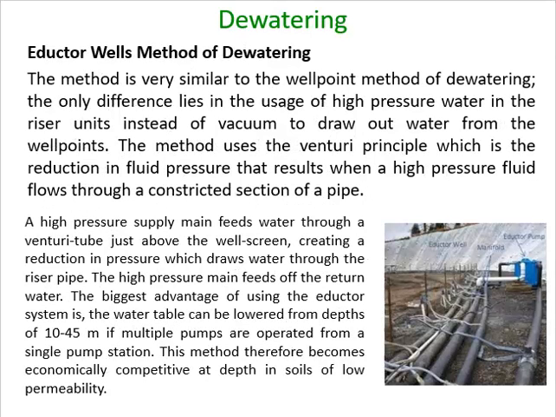Next method is adductor wells. This method is almost the same as that of the well point method, but here instead of vacuum pressure, high pressure water is used in the riser pipes. This high pressure water creates a reduction in pressure at the well points, which draws water through the riser pipe. The method uses the Venturi principle, which is the reduction in fluid pressure that results when a high pressure fluid flows through a constricted section of a pipe.